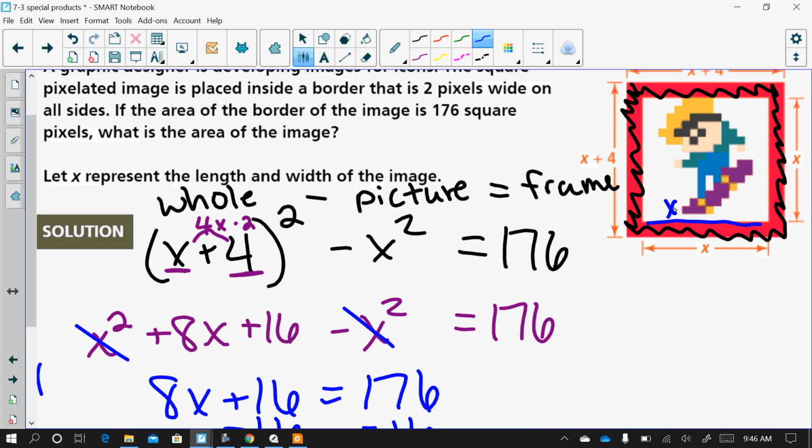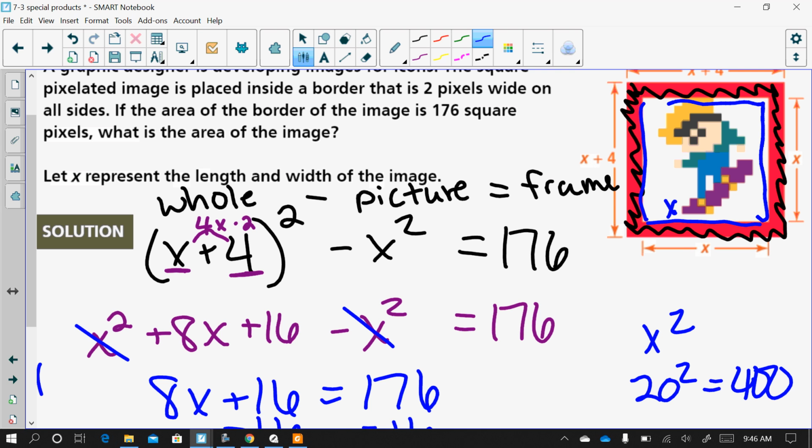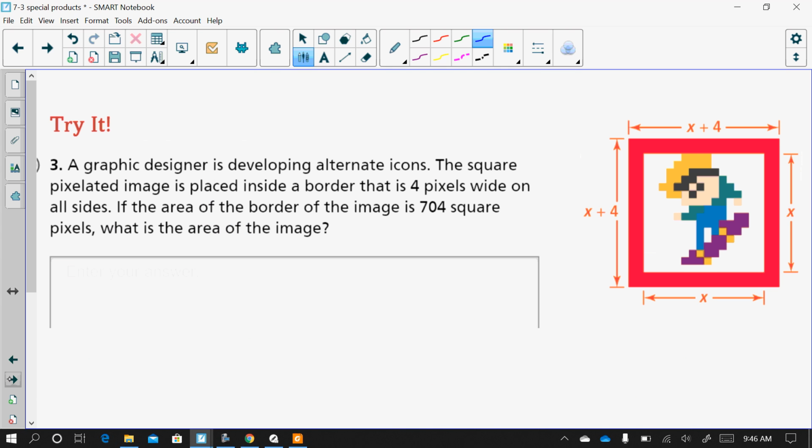And that's x. So we want to know the area of the image. Well, we know the area is equal to length times width, so x times x, or x squared. So if I do 20 squared, I get 400. So the area of my picture, this part right here, is 400 pixels.